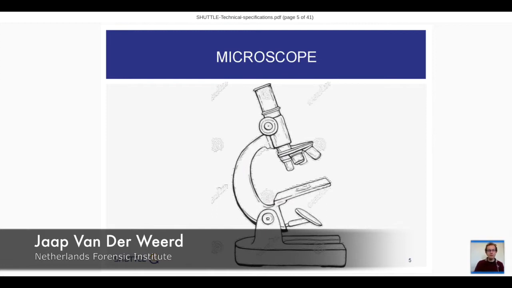And this is a very good instrument. This is a very powerful instrument. It's a subjective instrument. It requires that somebody is sitting at the microscope. Of course, somebody has to look through the microscope. As of yet, forensic science cannot do without microscopes. They are very, very important.